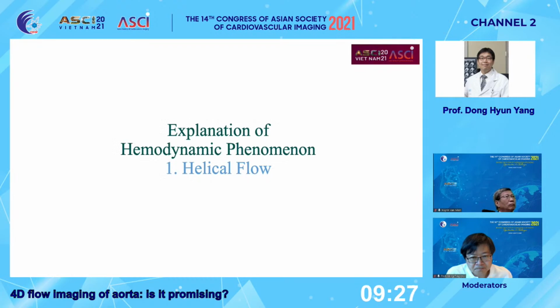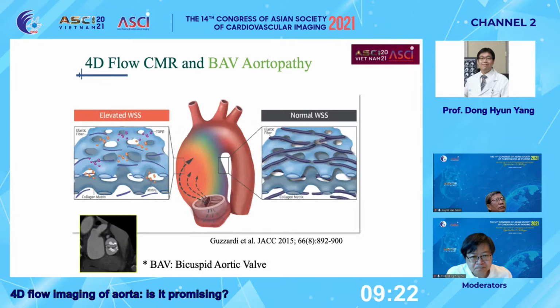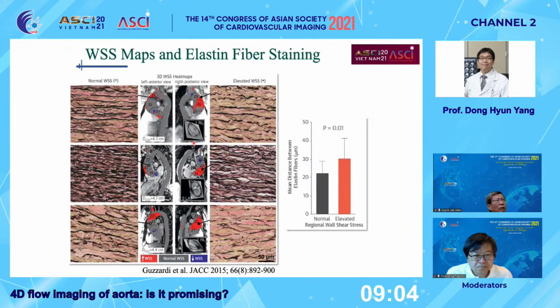The first phenomenon is helical flow in the ascending aorta. This is a very famous article showing an association between elevated wall shear stress and weakened elastic fiber in the aortic wall, published in JACC in 2015. They compared the wall shear stress map here with pathology specimens in patients who underwent aortic valve surgery.